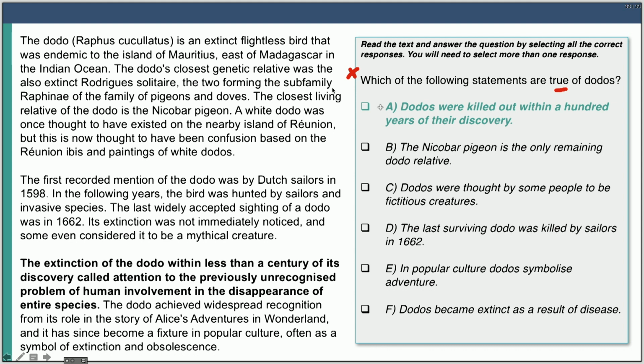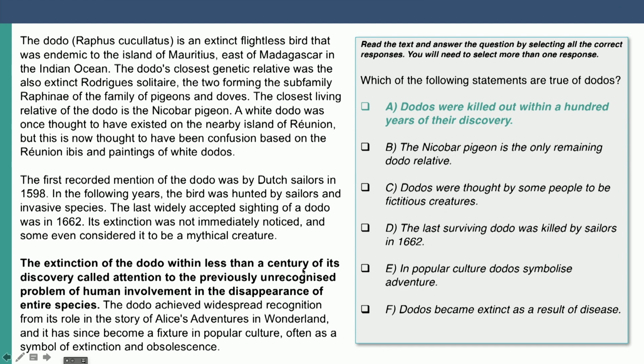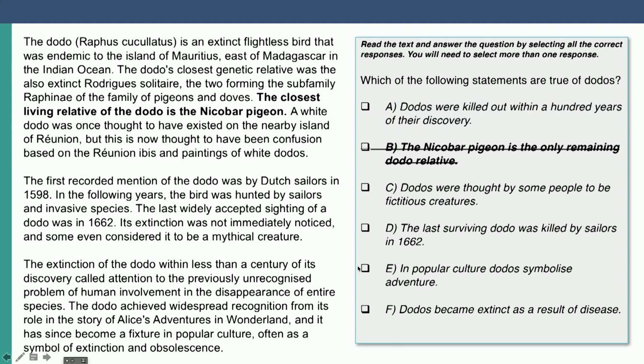Dodos were killed out within 100 years of their discovery. The keyword here is century, 100 years. Also, the extinction, killed out. You can see some synonymous language there. So let's read this. Dodos were killed out within 100 years of their discovery. Here it says, the extinction of the dodo within less than a century of its discovery called attention. Yes. So we've ticked that. If you got A, congratulations. That's well done. That was tough.